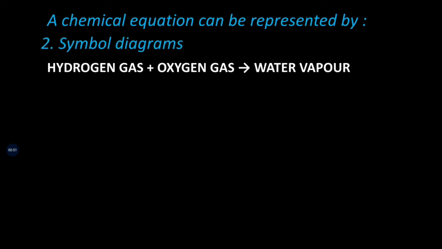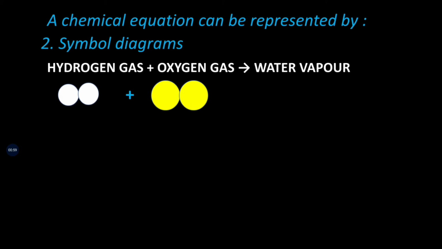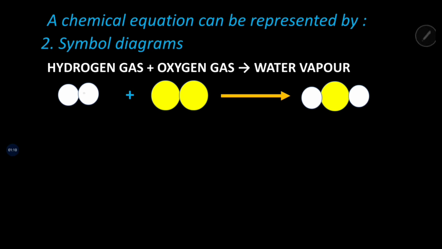Another way to represent a chemical equation is by using symbol diagrams. We use a combination of circles that can have color, they might not have color in them, just to represent how the atoms are bonded in different substances. In this example, you can see the two white circles bonded together, showing hydrogen gas, two yellow circles bonded together, representing oxygen gas, a yellow circle bonded to two white circles, representing water vapor, because the formula for water is H2O. The third way we can represent a chemical equation is by using chemical formula.